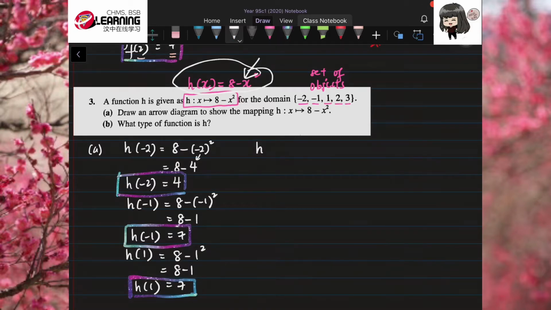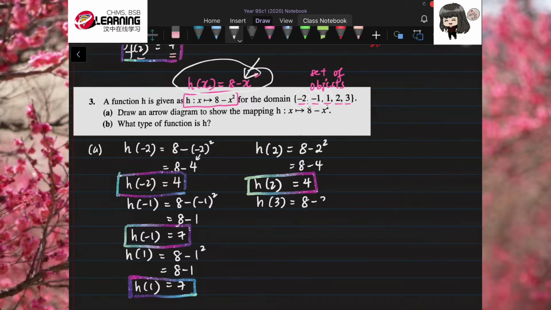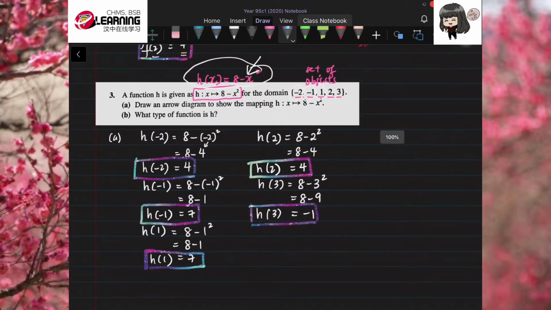And we have an object of 2 as well. We already sub in -2, -1, 1, and now it's 2. So 8 minus 2 squared is 8 minus 4, which is also 4, same with -2. So h of 2 is 4. And we sub in the last one, which is 3. 8 minus 3 squared is 8 minus 9, which is -1. So h of 3 is -1. So we have all our images already.